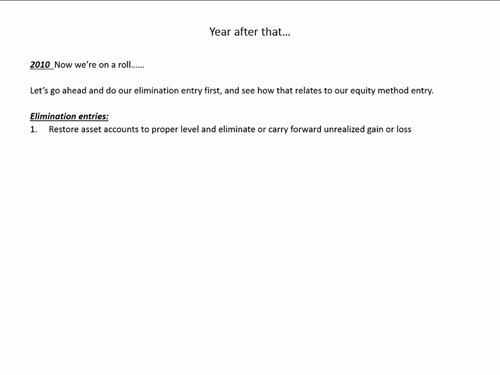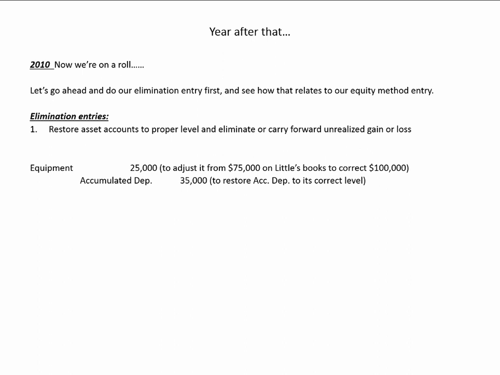Okay, the year after that, 2010. Let's do our elimination entry first, and see how that feeds through to our equity method entry. Again, we're going to restore the asset account to its proper level, writing the equipment account from $75,000 up to $100,000. Accumulated depreciation.